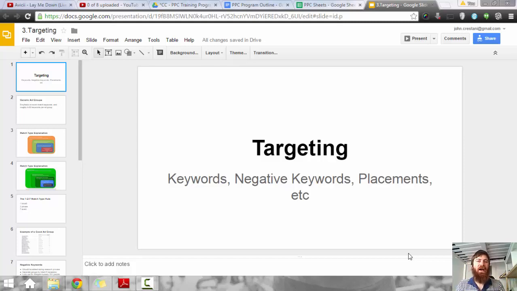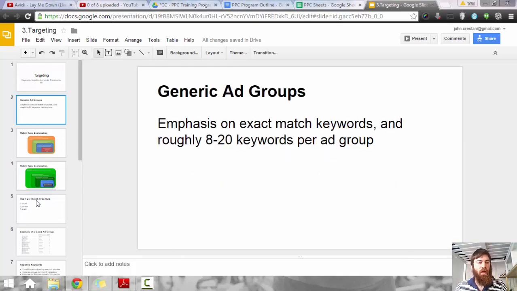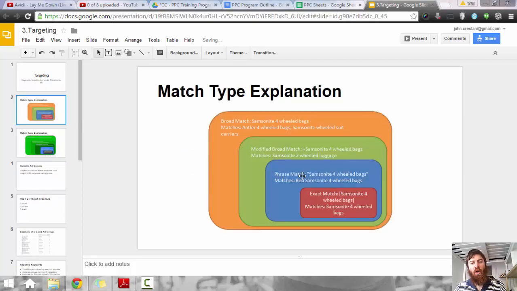After this, we'll talk about ad copy, and we'll talk about defining what your landing pages are. And finally, we'll go over optimization, and that will give you all the pieces of the puzzle to make a successful AdWords campaign. So without further ado, I'm going to just talk real quickly about match types. There's 4 different types of match types. There's broad match, modified broad match, phrase match, and exact match.